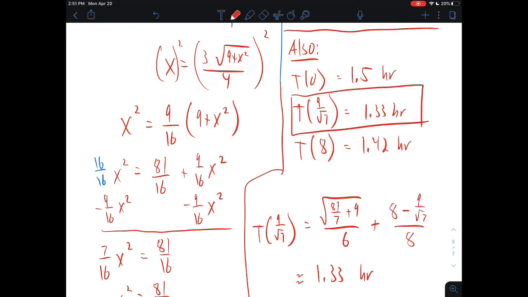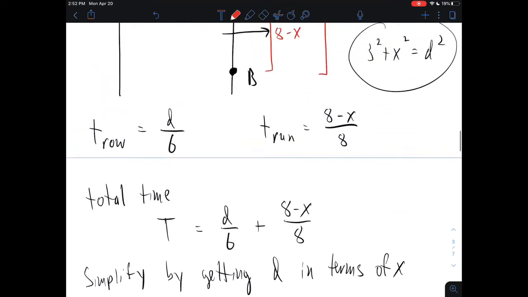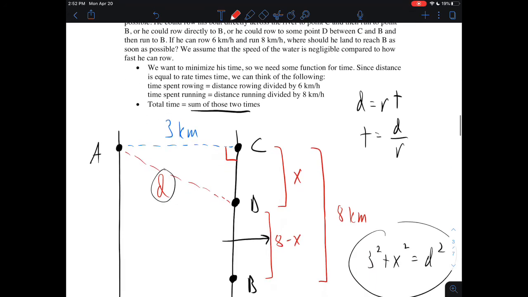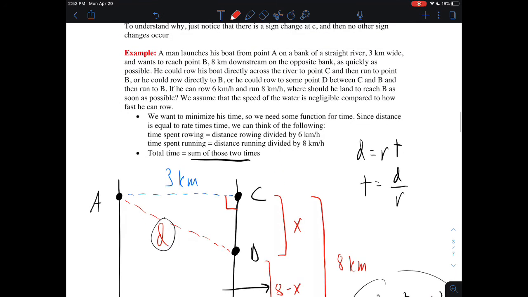So closed interval method or this first derivative test for absolute extreme values will still lead us to the same correct answer. And so the final answer to the problem, thinking back to the directions which say, where should he land to reach point B as soon as possible? That was just the location of D, which means it should be 9 divided by the square root of 7 kilometers. So we could say as our answer, 9 divided by the square root of 7 kilometers downstream.